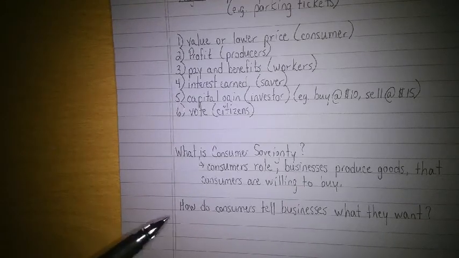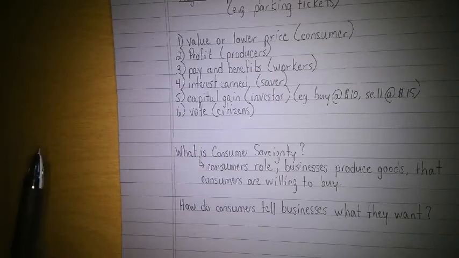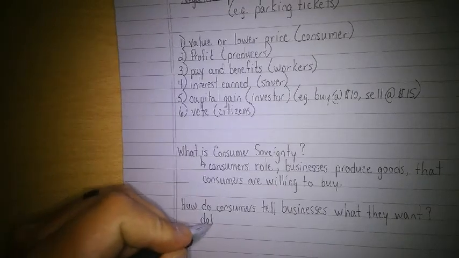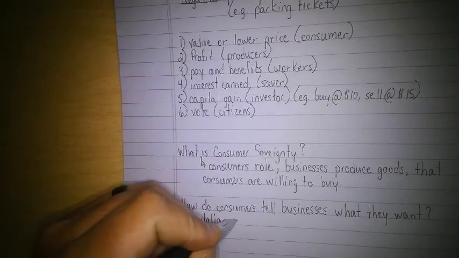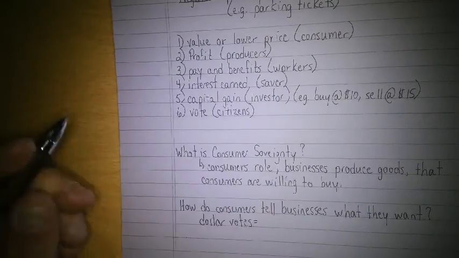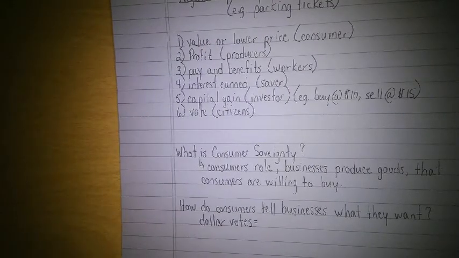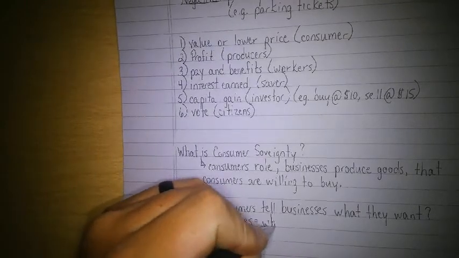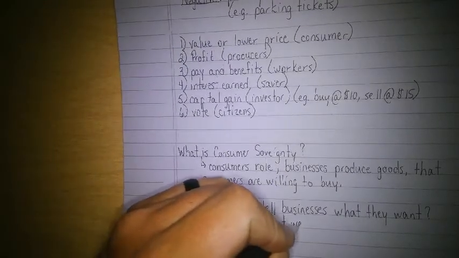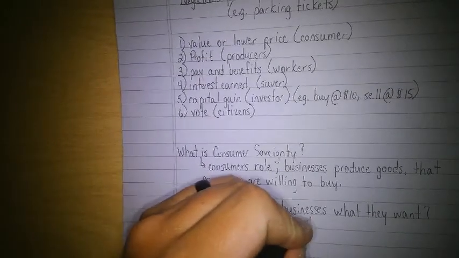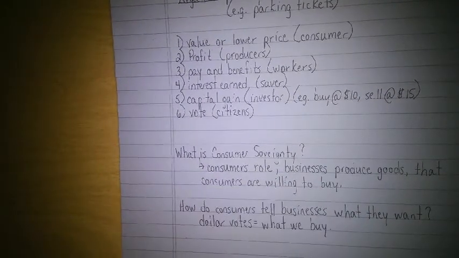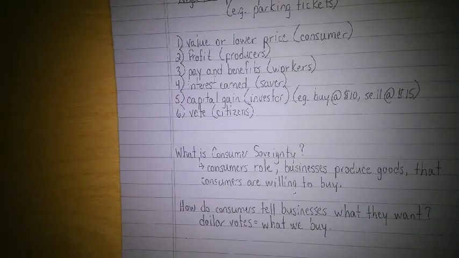So, to answer the question, how do consumers tell businesses what they want? It says they do it through their dollar votes. So write down dollar votes. Now, I know that's a weird way of saying it, but dollar votes just simply means what we what? Buy. What we buy. So we're not specifically saying, hey, you guys need to produce this so we can buy it. We're telling them what we're going to do by simply buying things. Okay? We're telling them what we do by simply buying it. Okay?